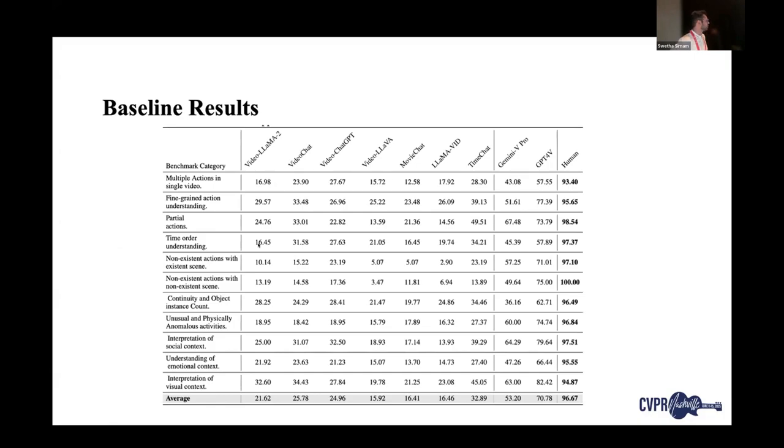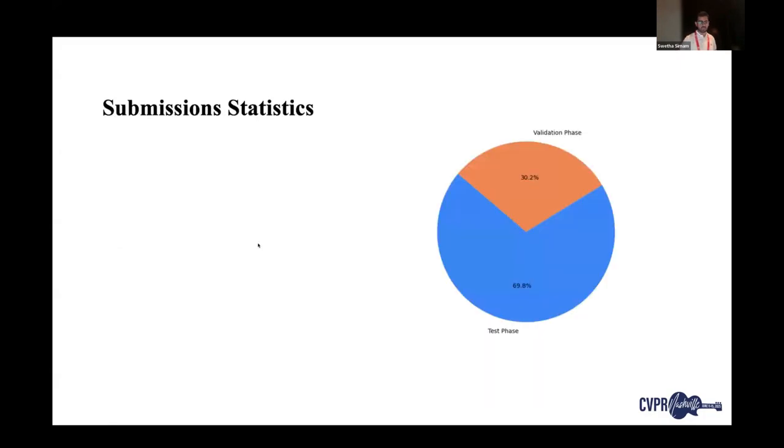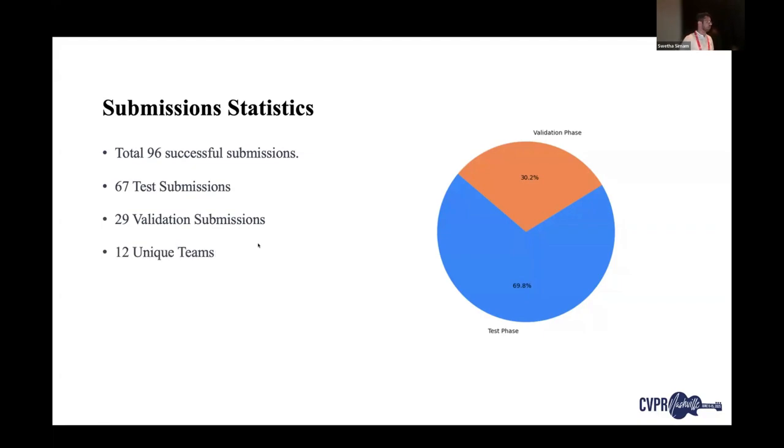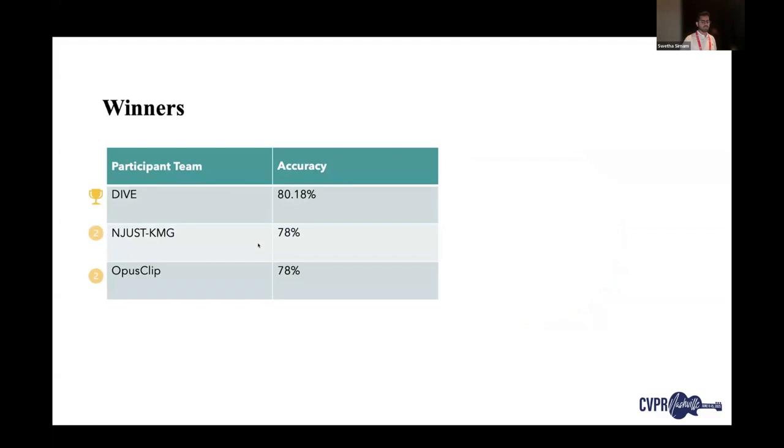So these are the baseline results that we wanted teams to beat. This is from one of the papers. If you want more information, you could take a look at the paper as well. In terms of submission statistics, we had a total of 96 successful submissions, and nearly 69% of them were test submissions, with almost 29 to 30 being validation submissions. We had the most unique teams in this challenge, which is 12.